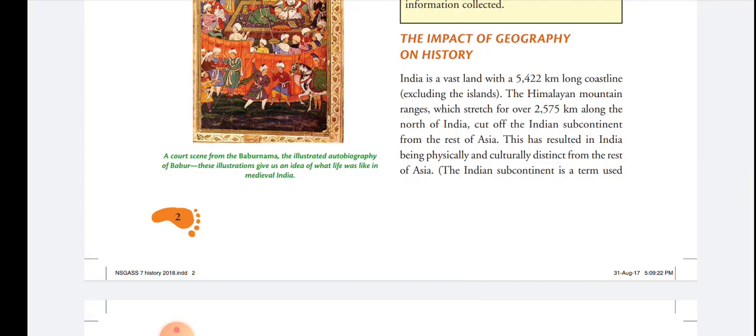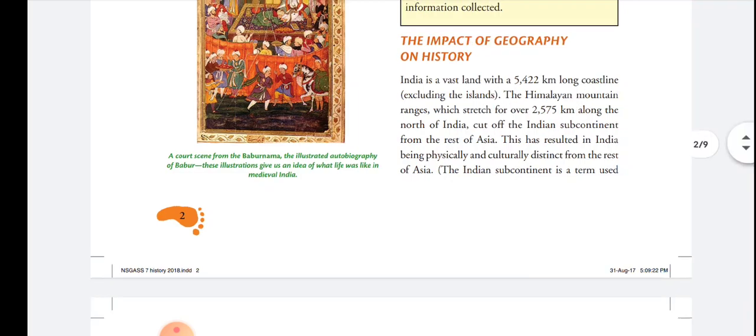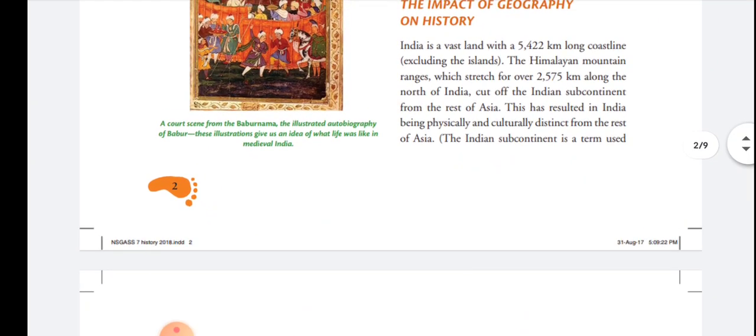The Himalaya mountain ranges stretch over 2,575 kilometers along the north of India. This stretch of the Himalayas cut off the Indian subcontinent from the rest of Asia, and that has resulted in India being physically and culturally distinct from the rest of Asia.